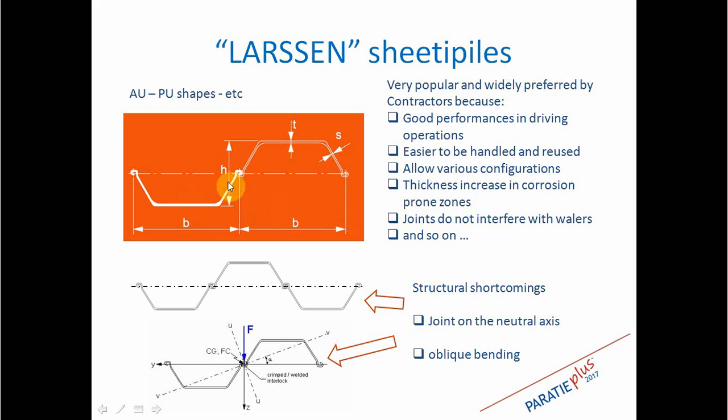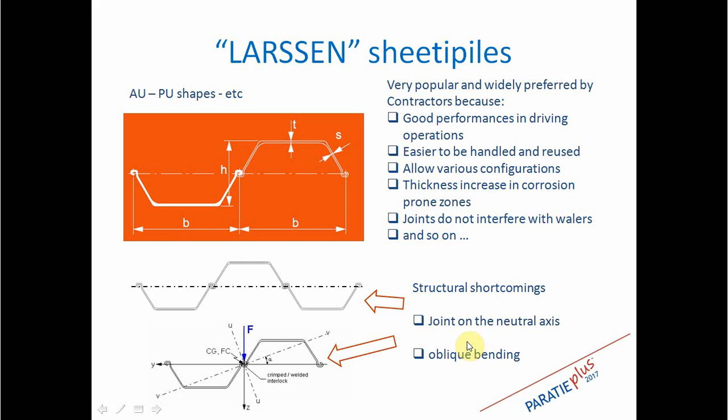Joints are along adjacent walls, and normally do not interfere with the whaler beams and anchoring systems that are placed at the face of the element. And so there are many advantages, but of course there are severe limitations.